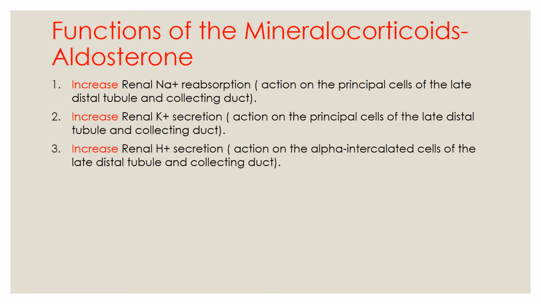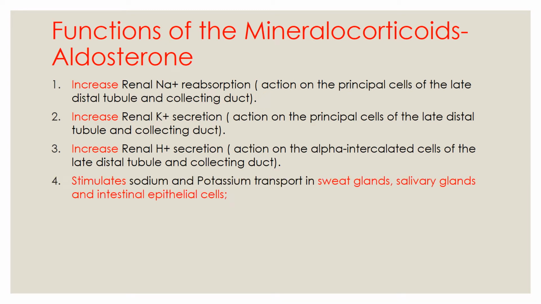Also, it increases renal hydrogen secretion, which is loss of acid in the urine. This is through the action on alpha intercalated cells, which are located in the late distal tubule and collecting duct. Also, aldosterone affects sweat glands, salivary glands and intestinal epithelial cells by stimulating sodium and potassium transport in the ductal cells of these glands. So again, it will increase sodium reabsorption and increase potassium secretion by these ductal cells.